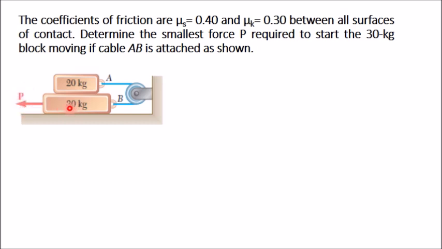Now this will start moving only when the friction force at this contact surface and at this contact surface reaches its maximum value. So you have to apply P in such a way that the maximum value of friction force is reached on these two surfaces. To get this value of P, you have to draw a free body diagram.